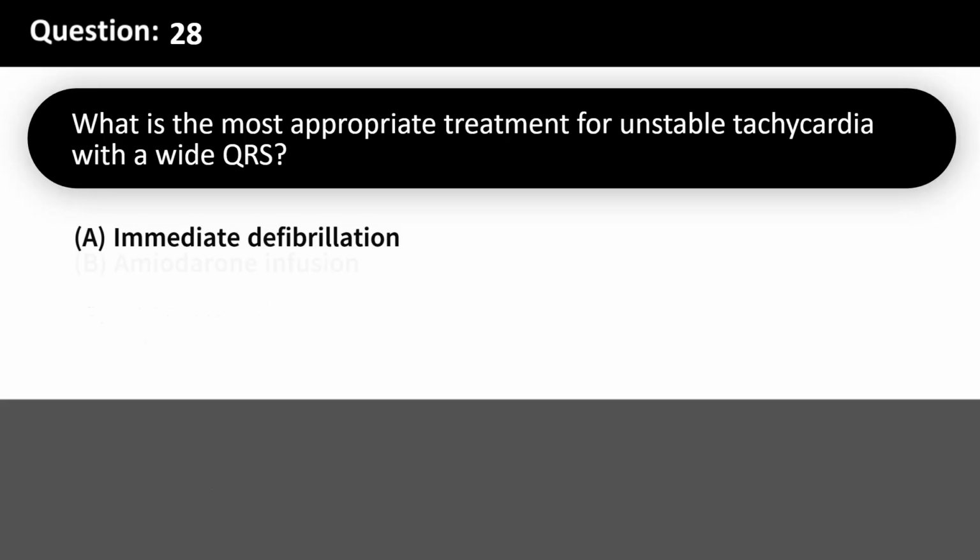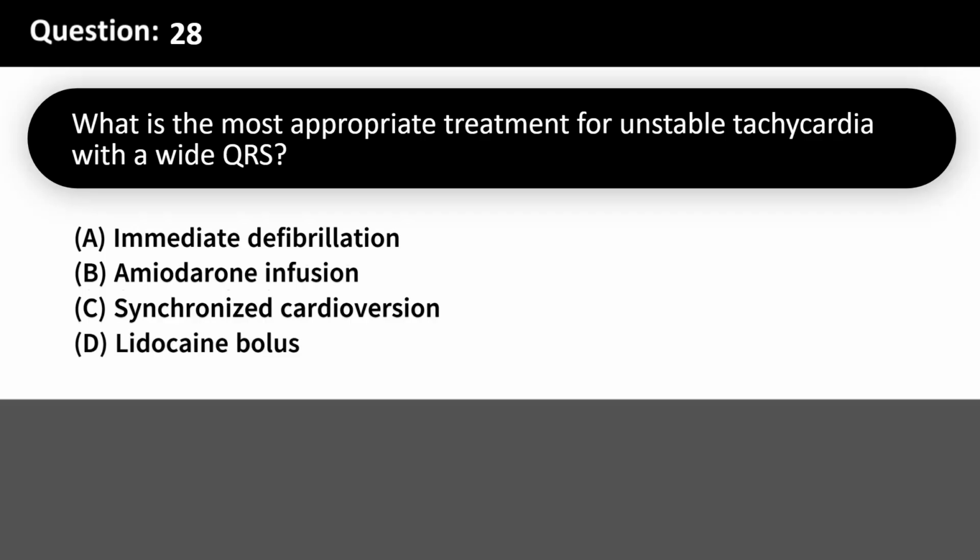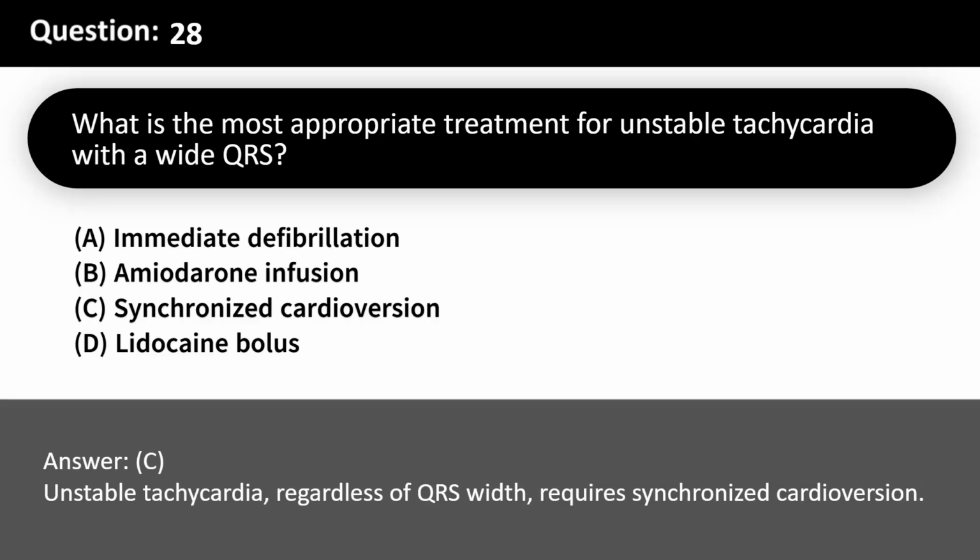What is the most appropriate treatment for unstable tachycardia with a wide QRS? A. Immediate defibrillation. B. Amiodarone infusion. C. Synchronized cardioversion. D. Lidocaine bolus. Answer: C. Unstable tachycardia, regardless of QRS width, requires synchronized cardioversion.